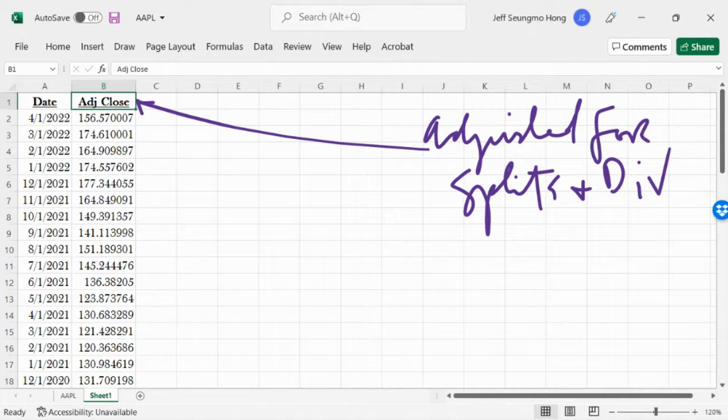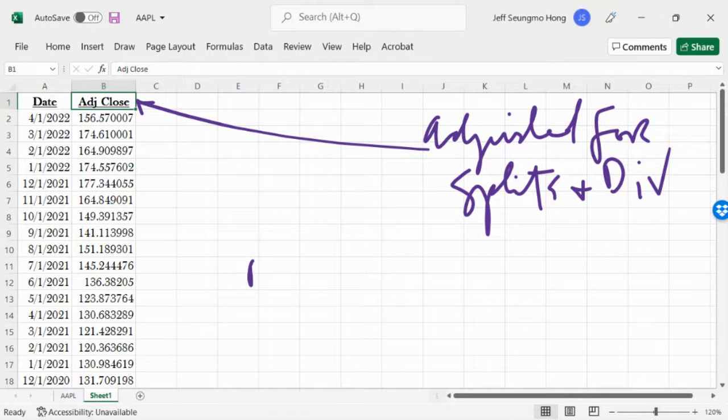Remember, I told you dividends are not paid every month. We are dealing with monthly price data, and the dividends are not paid every month. Every 3 months, the dividend is paid. So basically, adjusted close price is adjusted for splits and dividends. So then we won't have to worry about that.